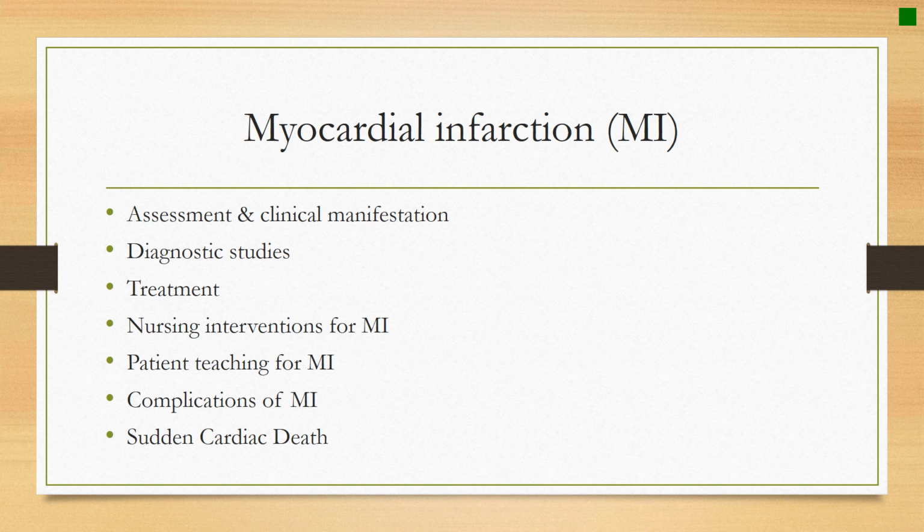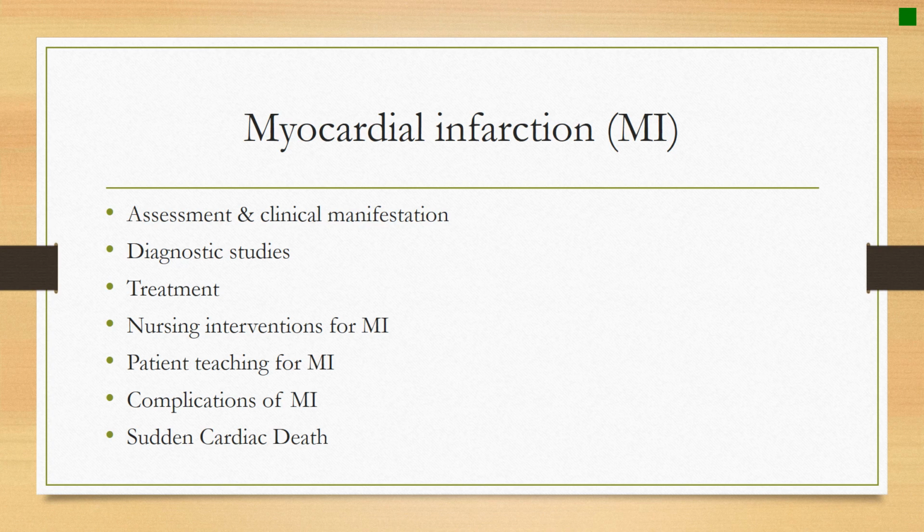Complications of MI would be arrhythmias. That's the most common complication. VFib is most likely to occur within the first few hours from onset of the symptoms. Congestive heart failure may occur in the first 24 hours. Cardiogenic shock, which is severe heart failure with a high death rate, may occur.